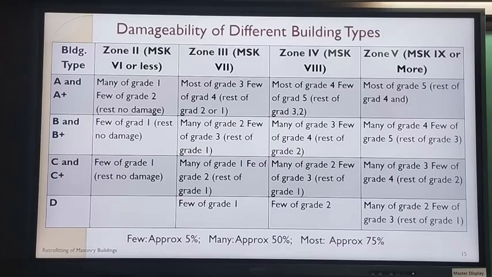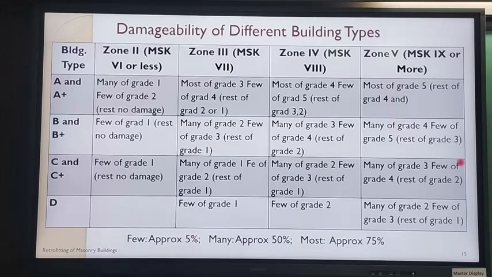Then we look at these buildings: A plus, B plus, C plus, and D. How do they perform? If you have a random rubble wall without any bands or anything like that, in seismic zone 5 it will be mostly grade 5. Grade 5 is total collapse.